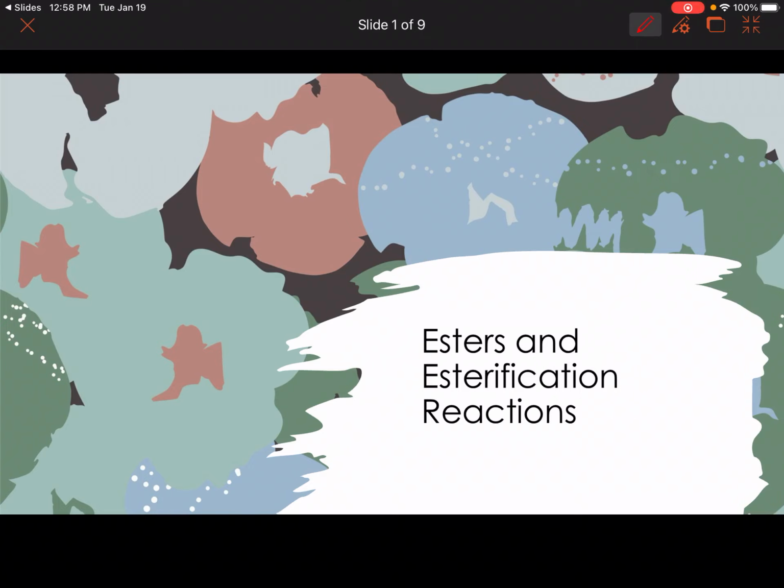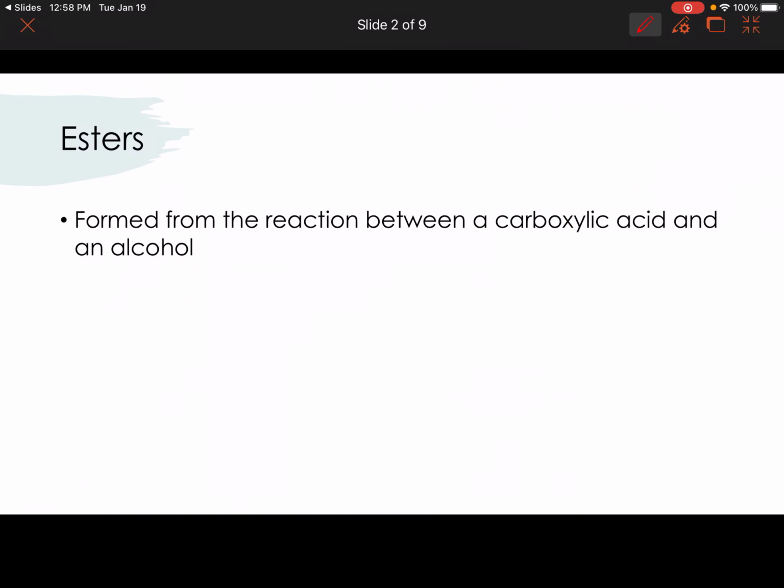Hi everyone. Today we're going to be going through lesson 5.7. So this is lesson 5.7 and it will be on esters and esterification reactions. So we're going to use what we know about carboxylic acids and alcohols to now talk about esters. Now, esters are formed from the reaction between a carboxylic acid and an alcohol.